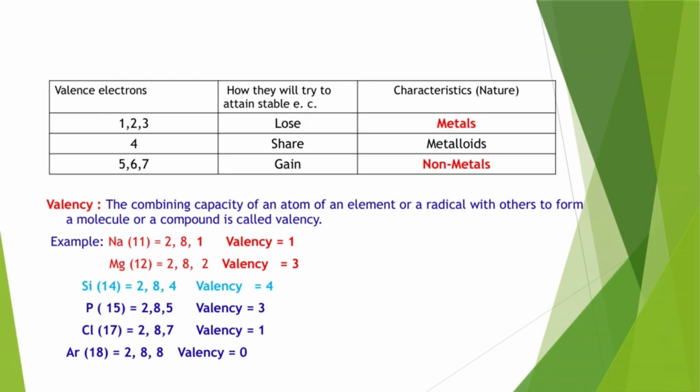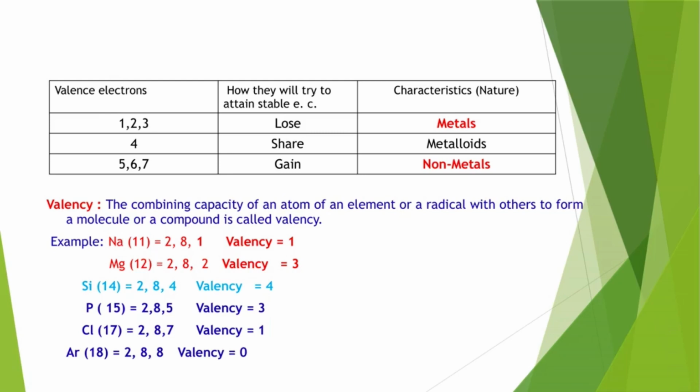With others to form a molecule or a compound is called valency. So, you can write: what is valency? The combining capacity of an atom, of an element or a radical with others to form a molecule or a compound is called valency. For example, if you look at the figure, sodium atomic number is 11, its electronic configuration is 2, 8, 1. So in the outermost shell how many electrons are there? 1. If it loses 1 electron from the outermost shell, then how many electrons will be there? 2, 8.